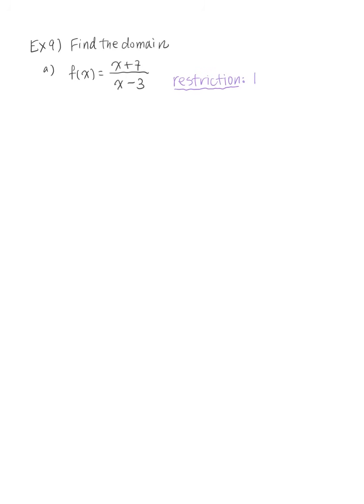So the restriction is that the bottom, meaning the denominator, cannot be 0, which means that x minus 3 cannot be 0, which implies that x cannot be 3. I don't know why I wrote that in purple, but oh well. So here is the only restriction. Now, what this is telling you is this: your function f of x is defined for any numbers except at x equals 3. So in order for us to write the domain in interval notation, to me, the easiest way to do it is just draw the number line.